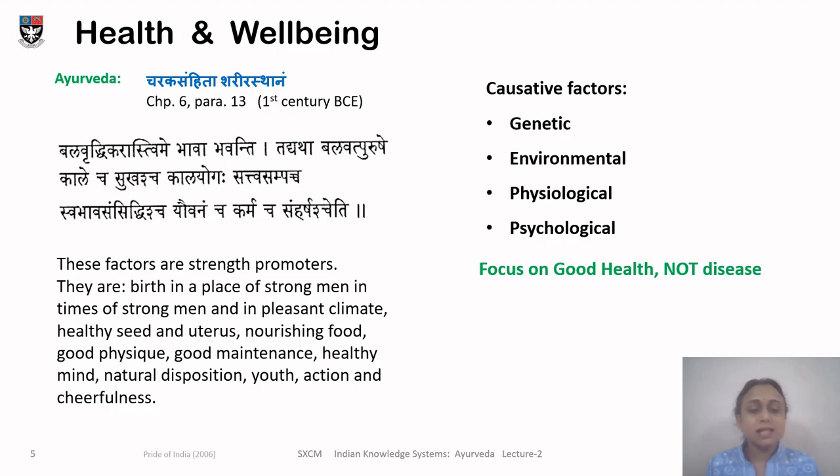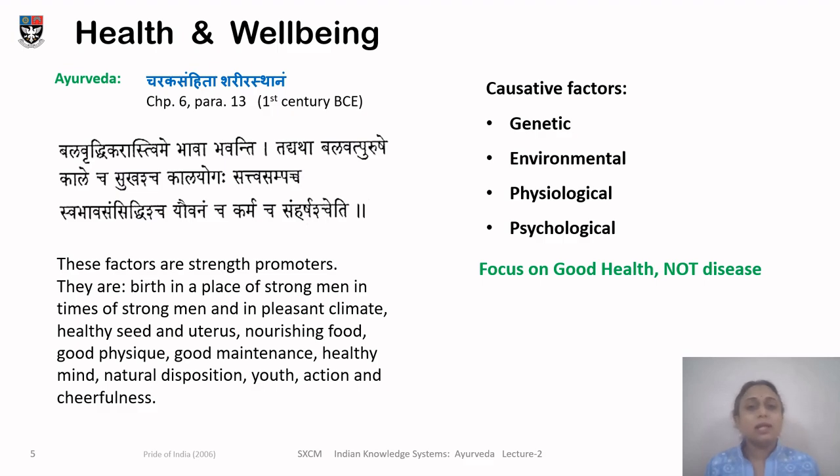So it states that the person has to be born in the place of strong men, in times of strong men, in a pleasant climate, with a healthy seed and uterus, should get nourishing food, should have a good physique, good maintenance of health, healthy mind, a natural disposition, youth, action, and cheerfulness.